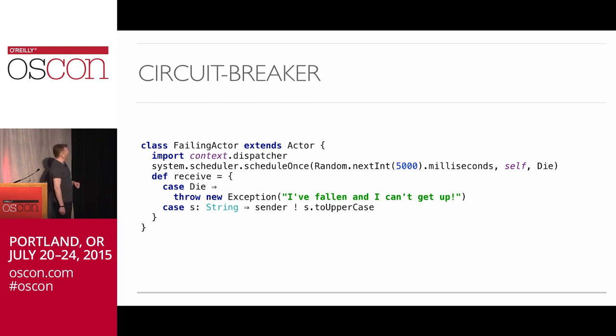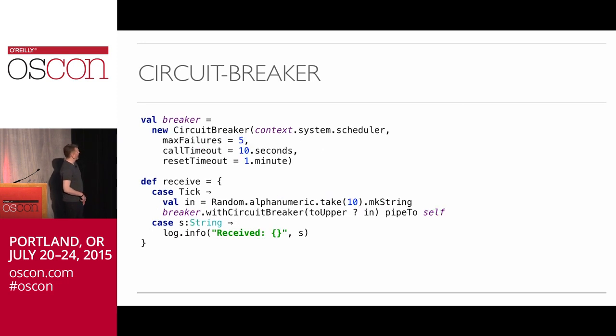Just to give you a little bit of understanding of how simple these are to use in Akka, this is again just sort of setting up a dummy for showing the example. It's just an actor that occasionally, after some random interval, will just cause an exception. Very simple, but in the default case, it will reply to this message with an uppercase version of the string that it received. And then here's an actual usage of that.